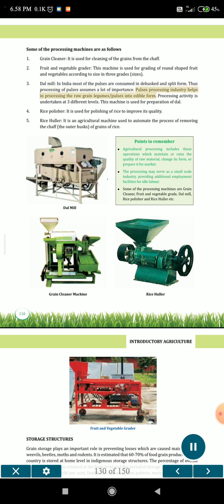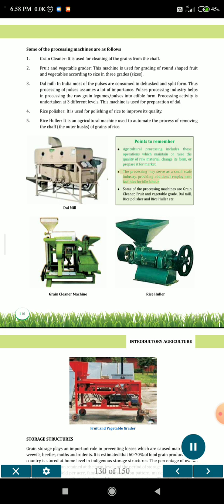Pulses processing industry helps in processing the raw grain legumes, pulses into edible form. Processing activity is undertaken at 3 different levels. This machine is used for preparation of dal. 4. Rice polisher. It is used for polishing of rice to improve its quality. 5. Rice huller. It is an agricultural machine used to automate the process of removing the chaff, the outer husks, of grains of rice. Points to remember. Agricultural processing includes those operations which maintain or raise the quality of raw material, change its form, or prepare it for market.